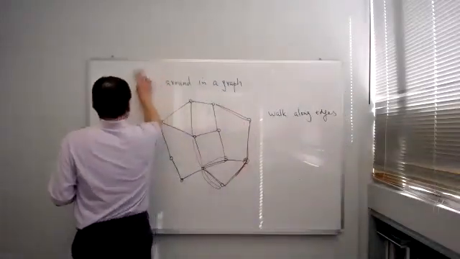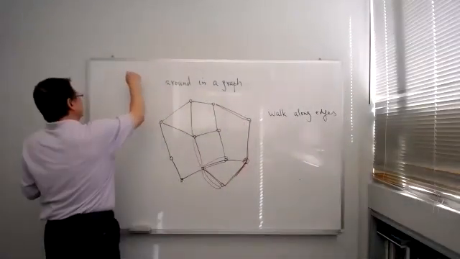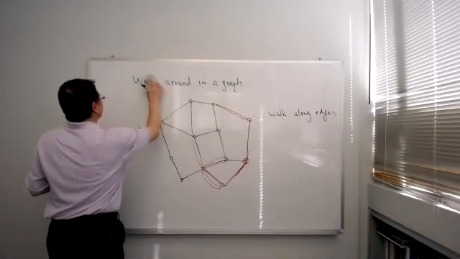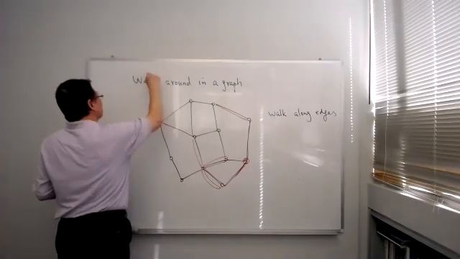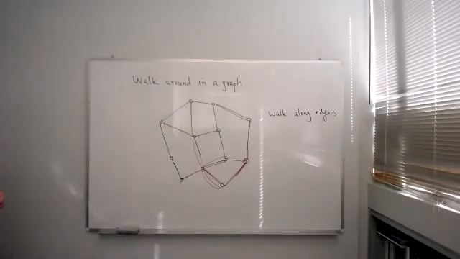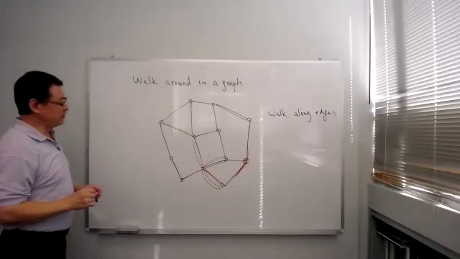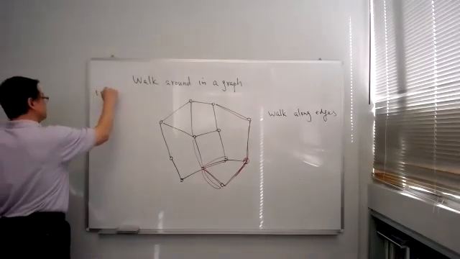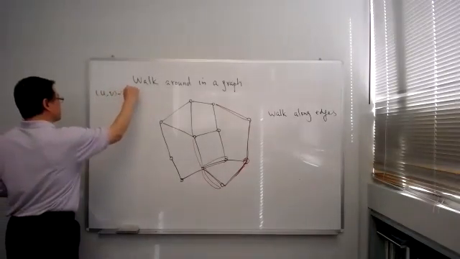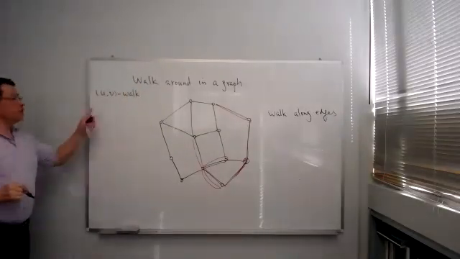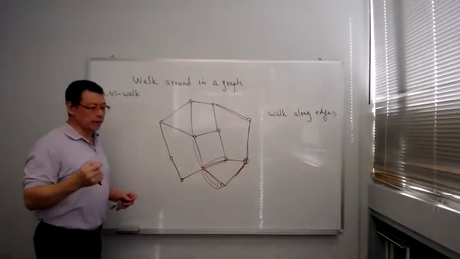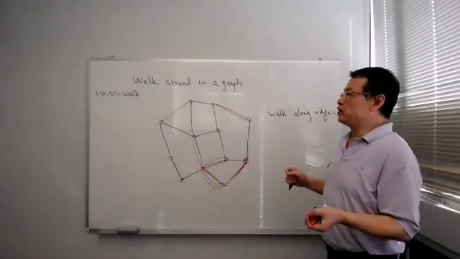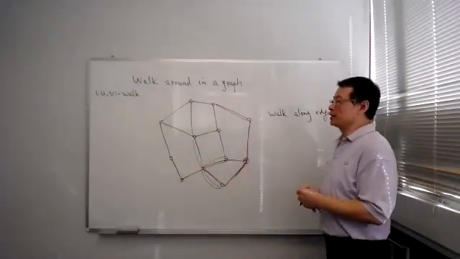Walk is not for cooking, okay. All right. So we have a definition of a walk. A U-V walk means I walk around starting from U and ending at V, along edges. It's just called a U-V walk.